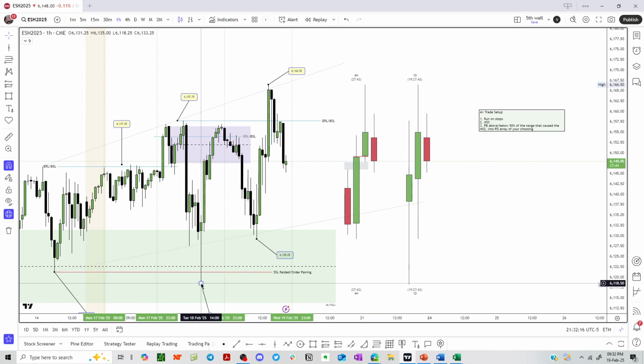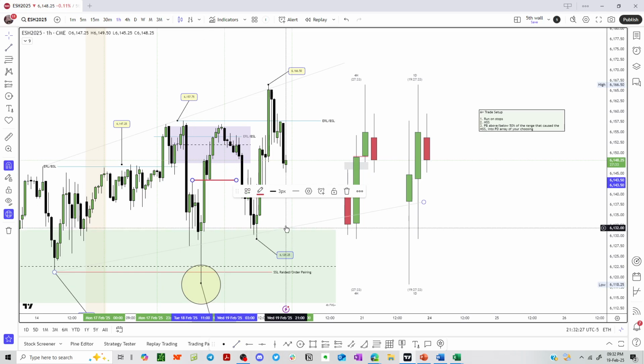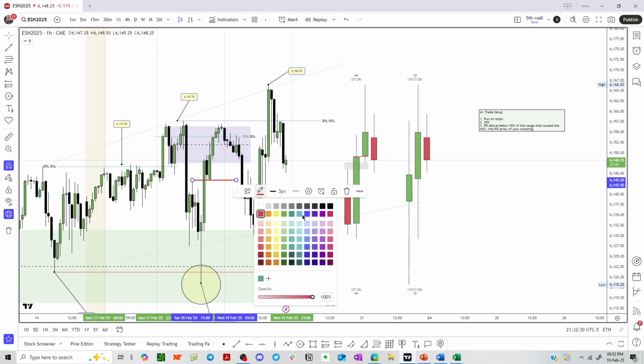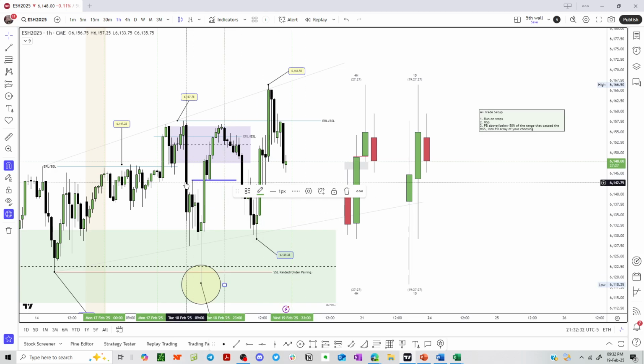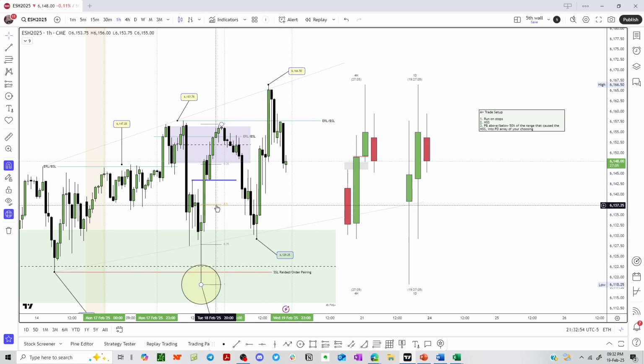That is all 3 rules. All right, so here you got the run on stops. That's one. Here you have the market, you're breaking market structure right here. Let's make that like a 3 or something. Make that like the color you want. Here's your market structure shift. And here's your pullback below 50% of the range. There you go with that. I think that's pretty clear.